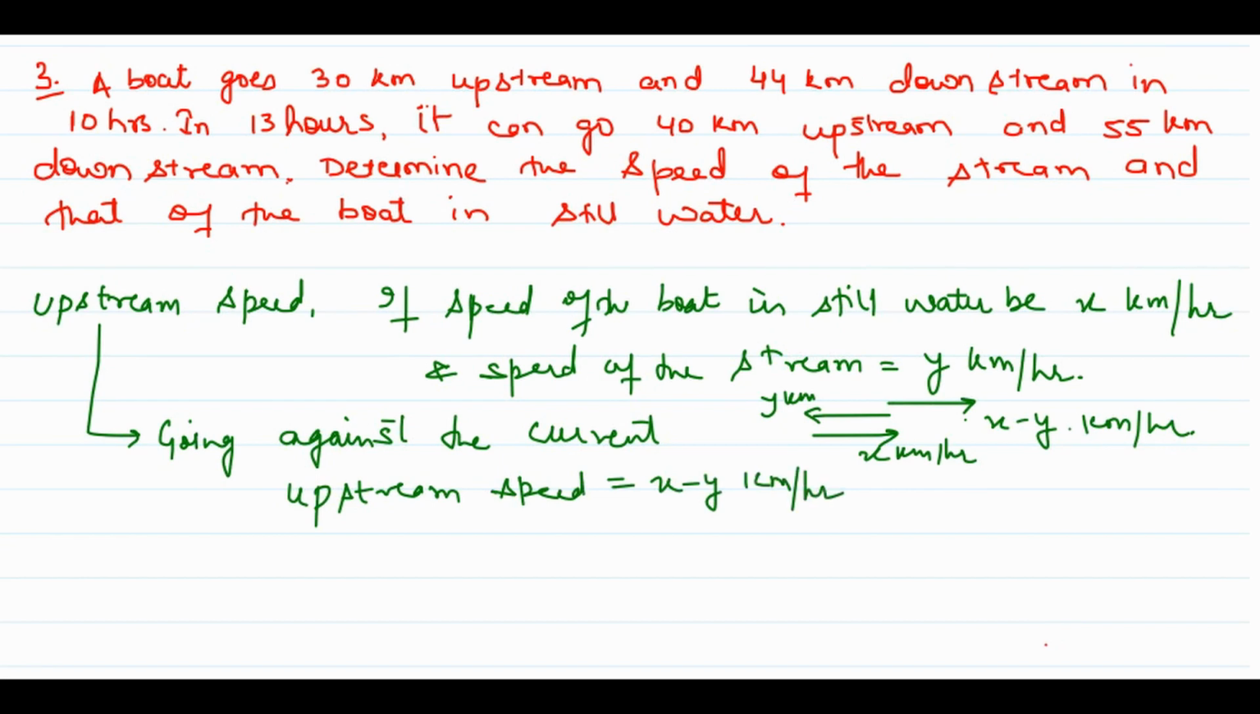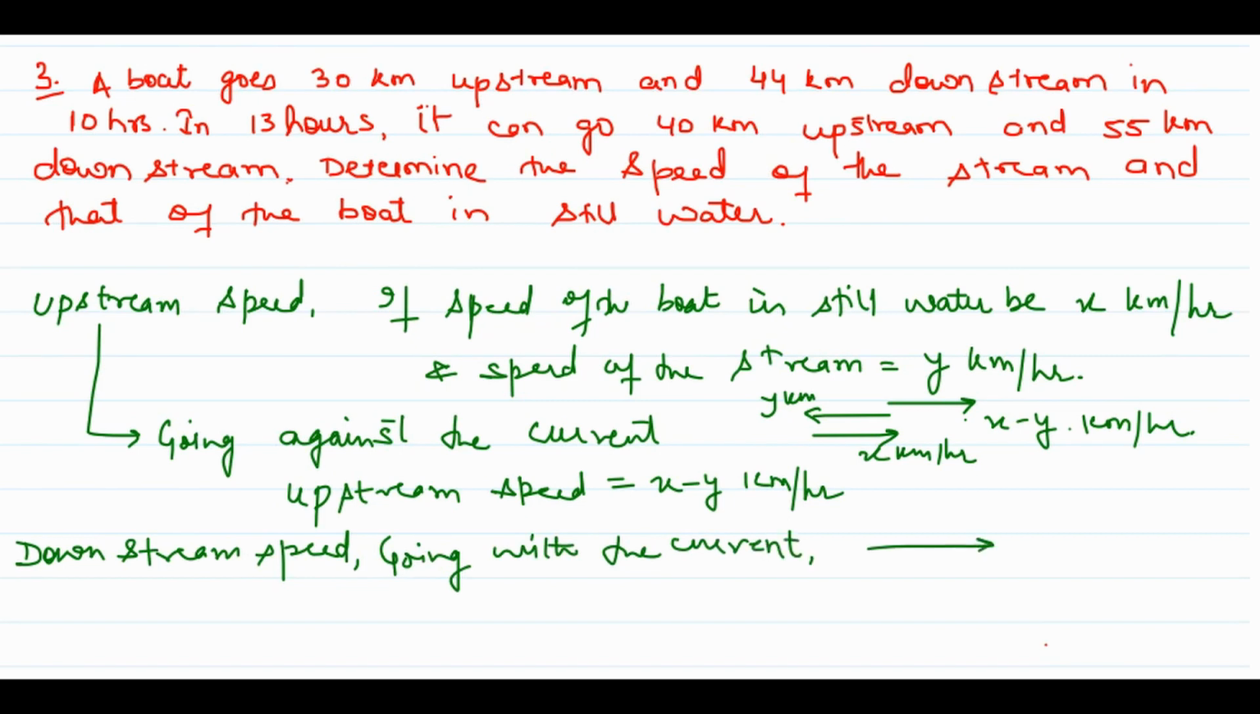Similarly, now what is downstream? Now downstream speed is going with the current. I'll write down here, going with the current. Right? That means we are going this way with the speed of x kilometers per hour, and the water is also pushing you further with the speed of y kilometers per hour. So net relative speed, the resultant speed will be this time x plus y kilometers per hour, because the water is pushing you in the same direction.